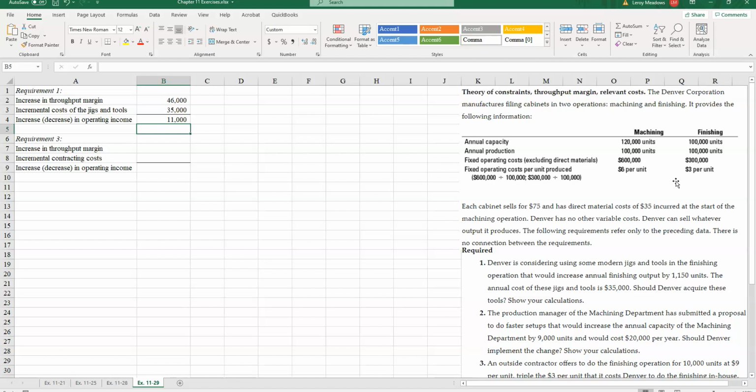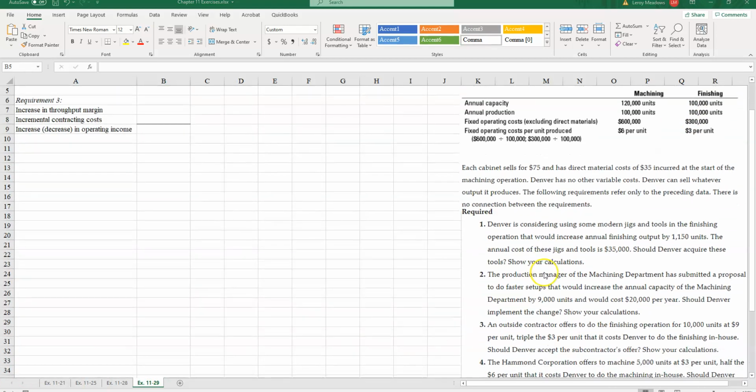So if this was the finishing department, I would say yes. Let's take a look, run the numbers, and do it. But we don't even need to run the numbers for the machining department. Why? Because that's not our bottleneck. We can add capacity, but it makes no sense to spend that extra money of $20,000 per year because it's not going to increase output any. Because I'm limited to 100,000 units of output because of the finishing department.